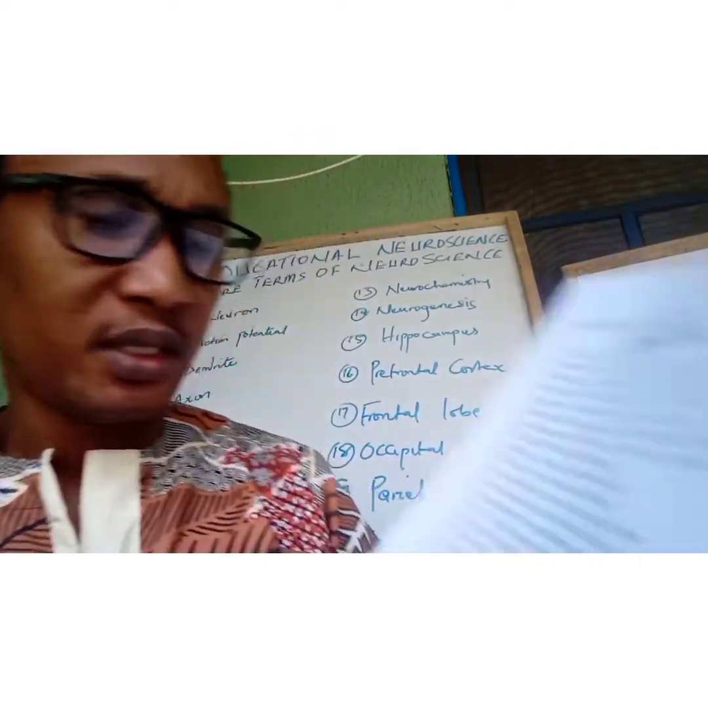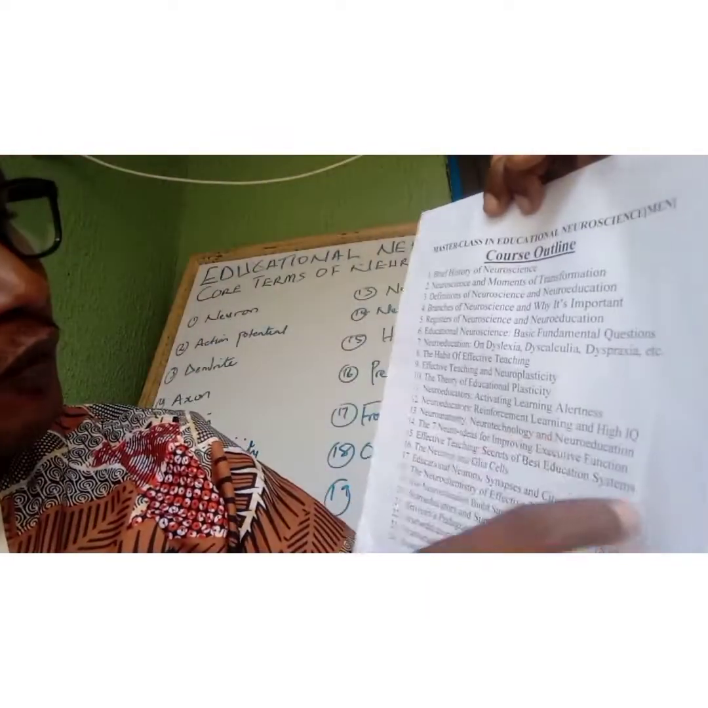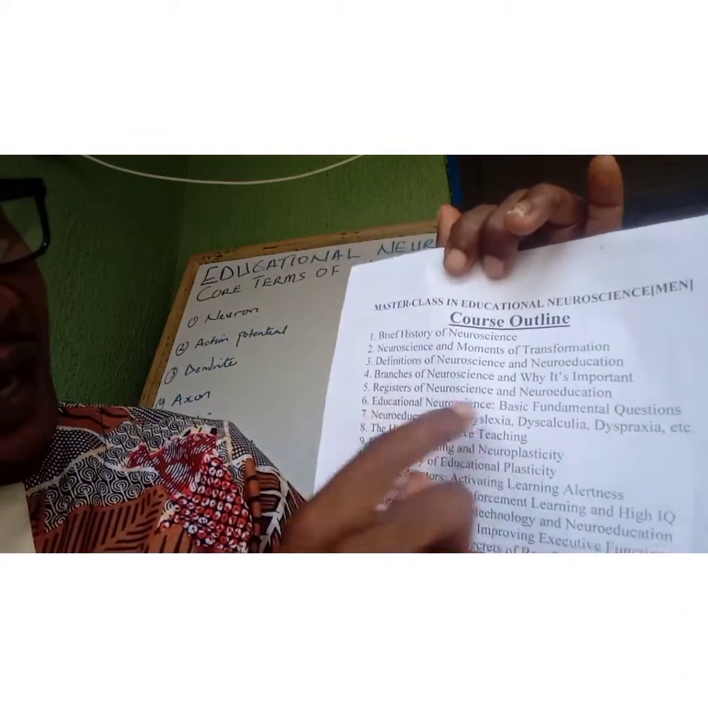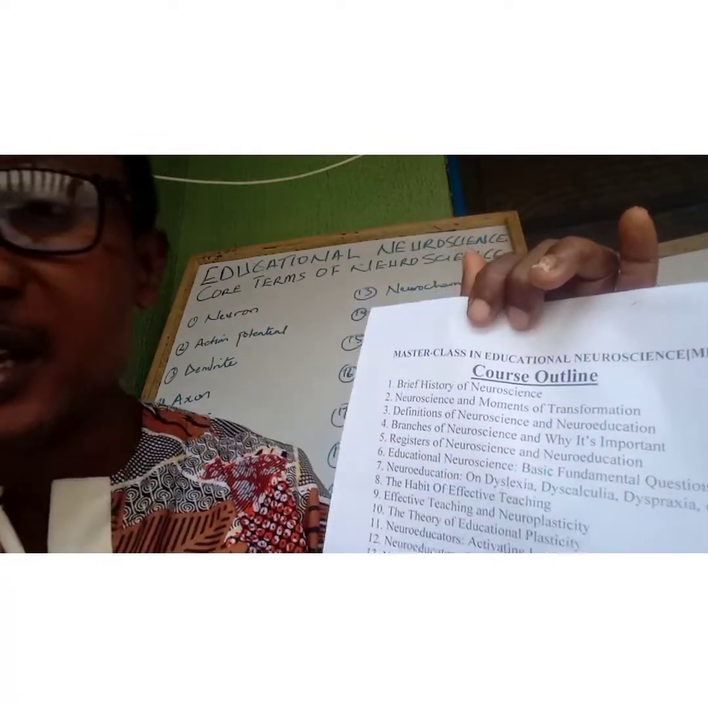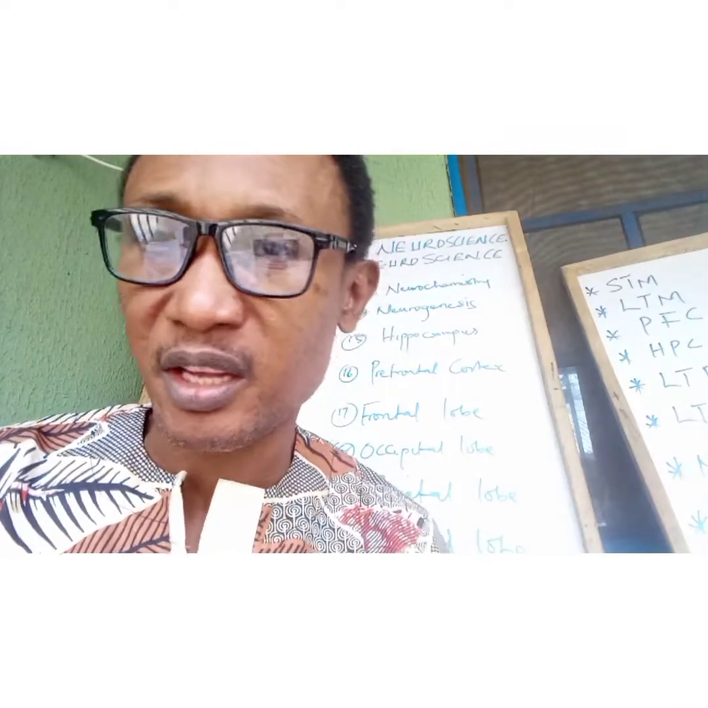If you look at the course itself, it consists of 23 topics, and the 5th topic is what I tag registers of neuroscience and neuroeducation. Another name for educational neuroscience is neuroeducation. So please come along with me while I take you to the whiteboard for an explicit explanation of some of the core terms that are in neuroscience and specifically in educational neuroscience.